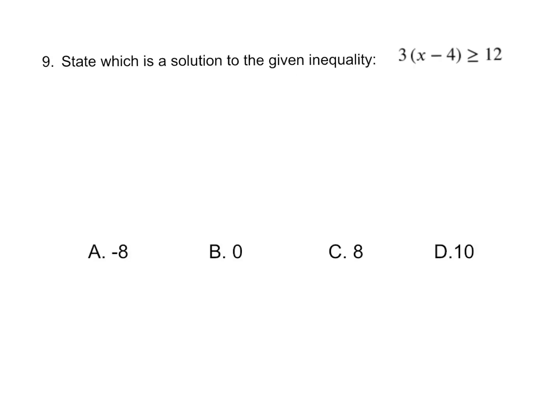Okay, let's state which is a solution to the given inequality. So let's solve the inequality first. So I'm going to use that distributive property again. This outside 3 times x is 3x, and then 3 times negative 4 is negative 12. And now I'm going to follow my 2 steps here. Add 12 to both sides.